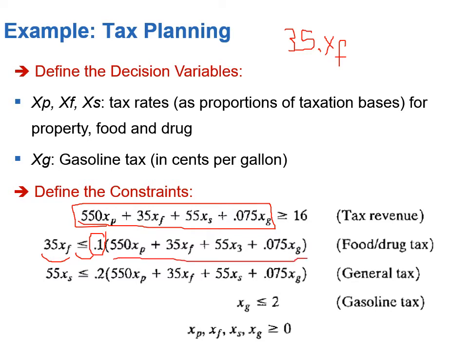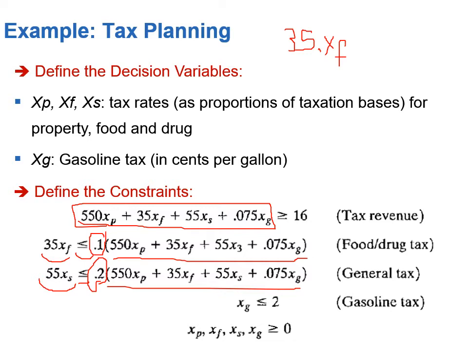The third constraint is very similar to this one, but this time it says that the total tax that we are collecting from general sales, 55 times XS, must be less than or equal to 20% this time, 20% of the total amount of tax that we are collecting.